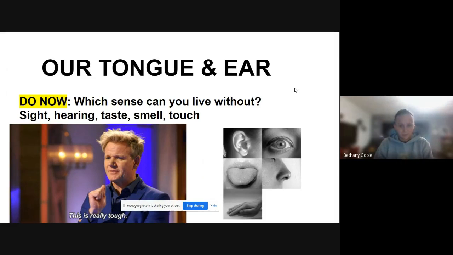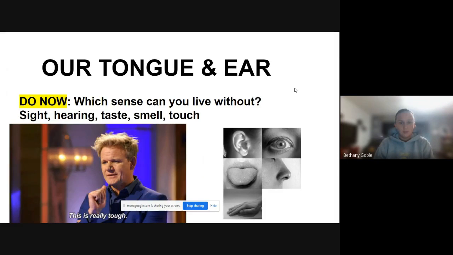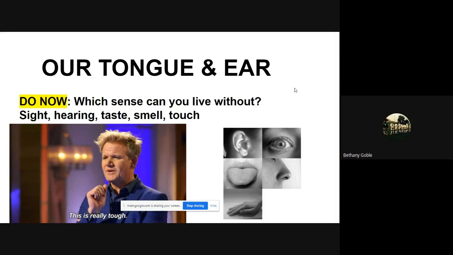So which sense can you live without? If I personally was answering this question, I would probably say, as much as I love the way certain foods taste, I think I wouldn't be as picky. So I would say taste, so I can just eat a little bit healthier than how I do now. I told you guys that is my vice, is I don't eat as many vegetables as I should. All right, so we're gonna go ahead and move on. Hopefully you guys answered that.